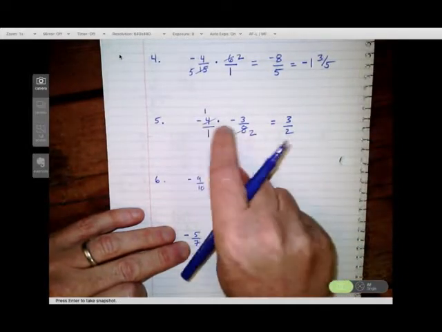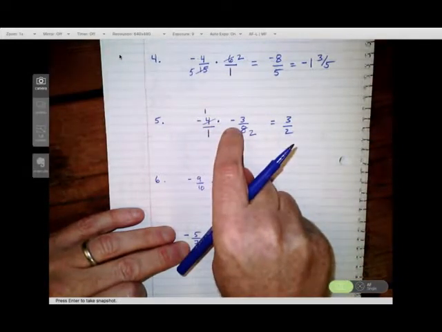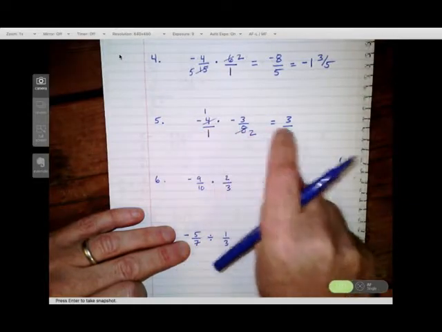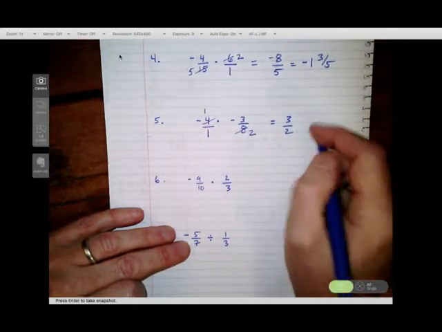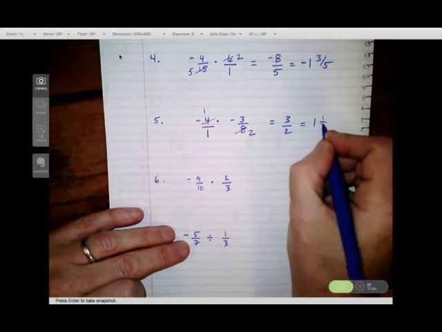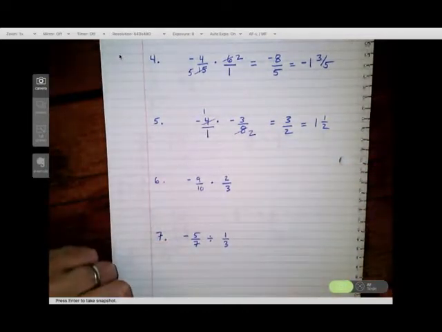So again, a negative times a negative. Just like whole numbers, fractions, same thing. They're still numbers. Negative times a negative is a positive. 3/2 is also 1 and 1/2 if you need to make a mixed number there.